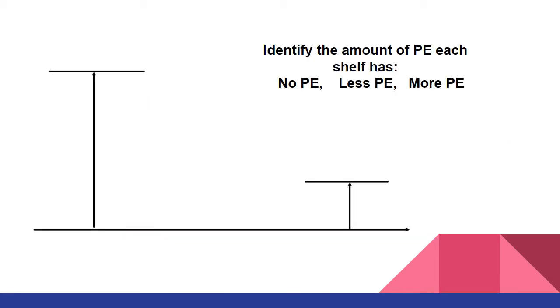So imagine this scenario. We have three different shelves. We have one all the way up here. We have one that's a little lower, and then we'll count the ground as one, two. Let's identify the amount of potential energy each shelf has, and we'll label it simply as no PE, less PE, or more PE. So look at the areas, think about where you think there will be more potential energy, less, and where you think there will be none at all. I'll give you a second to think about that.